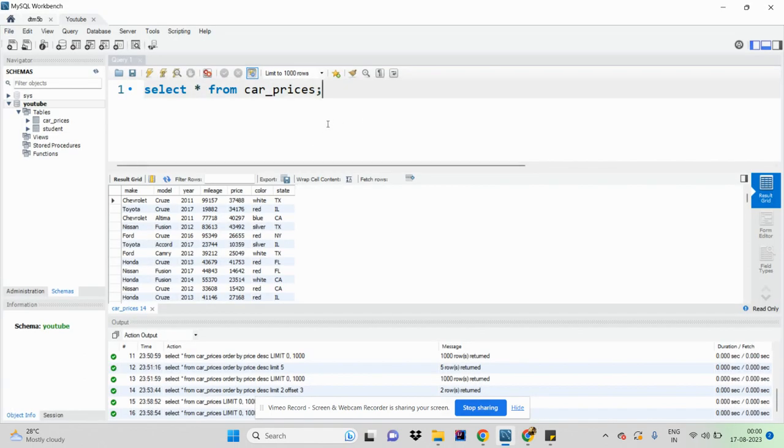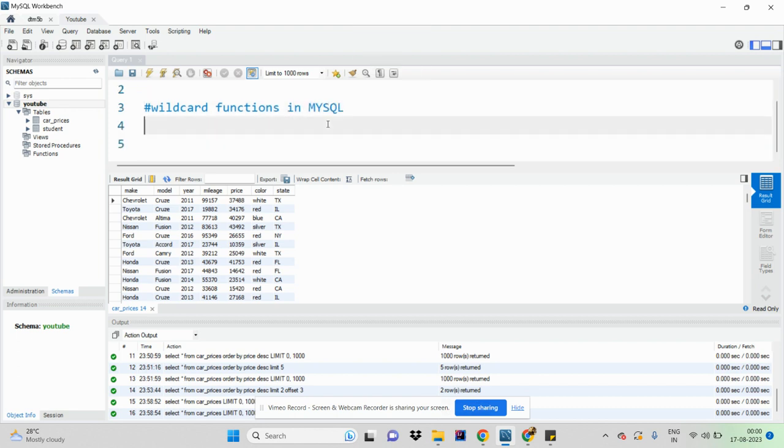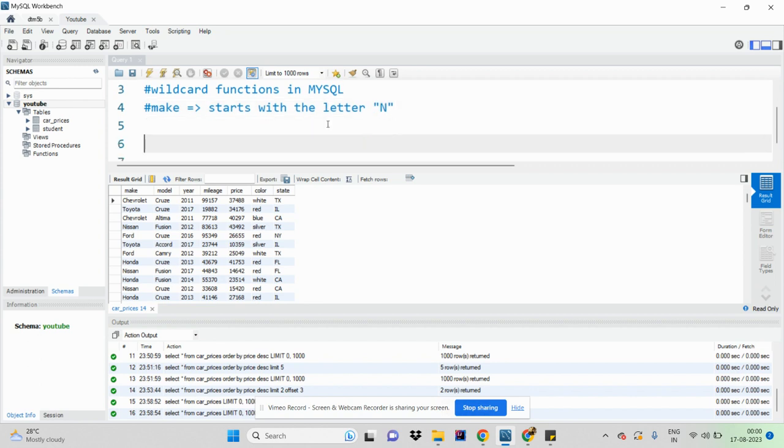Hello everyone. In this video we are going to discuss wildcard functions in MySQL. So what are wildcard functions? For example, I want to select only the make which starts with the letter N. How can we answer this kind of question? The starting letter has to be N, so we can go for a wildcard.